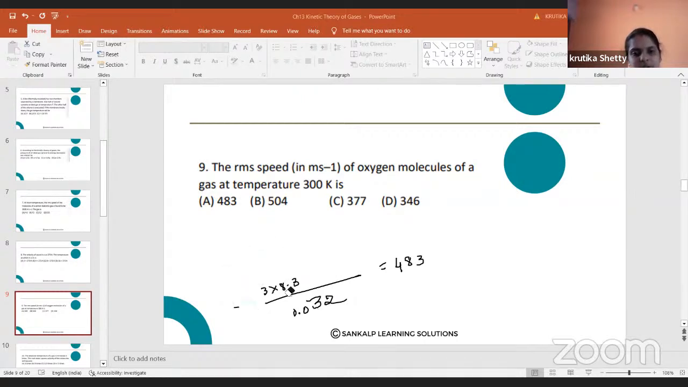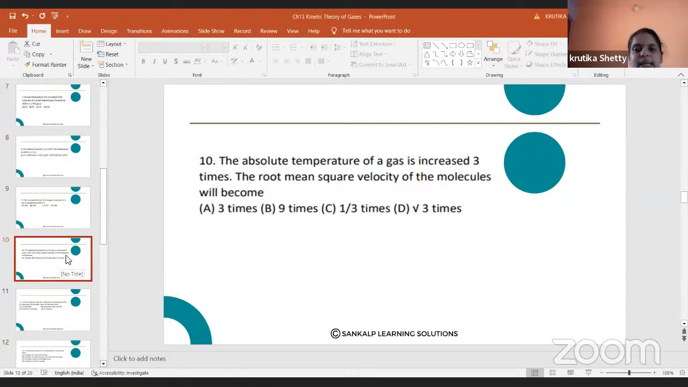Let us go for the next question. The next question is, the absolute temperature of a gas is increased 3 times, the root mean square velocity of the molecules will be. So here the absolute temperature is increased 3 times. What happens to the root mean square? They are directly proportional. Option A or B? B, ma'am, 3 times. As they are directly proportional, it is 3 times.